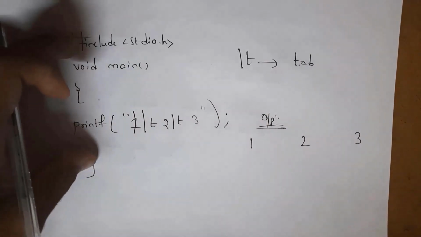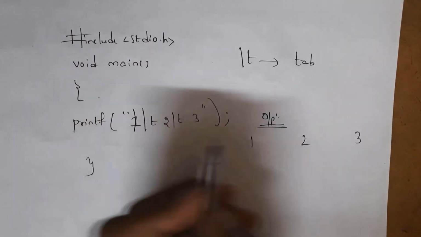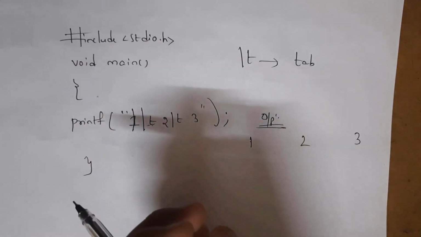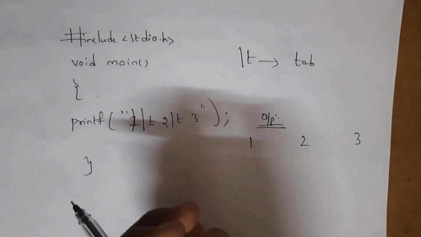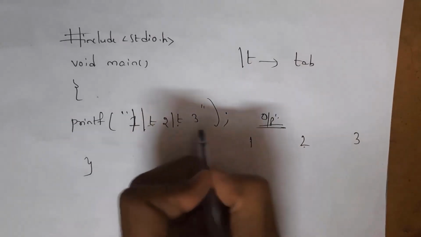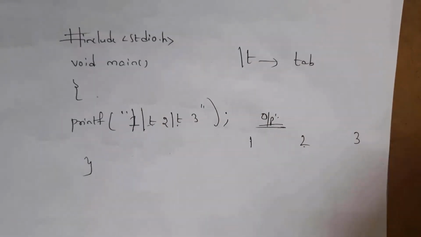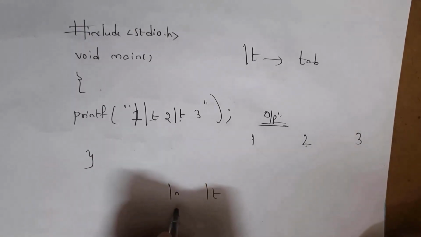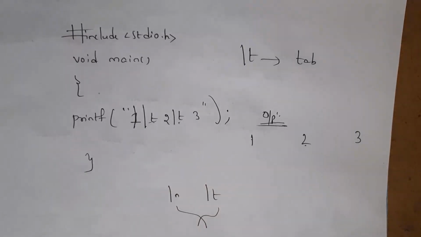Whenever you execute this program, you will get the output 1\t, which means tab. Whenever you click on tab, whatever space you get, that much space you will get here. After that 2\t3. This is my output, where \n and \t are two common escape sequences that we use.